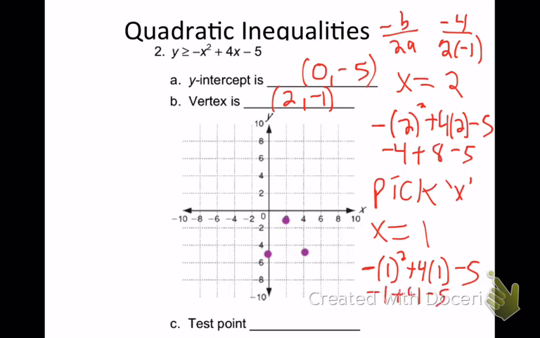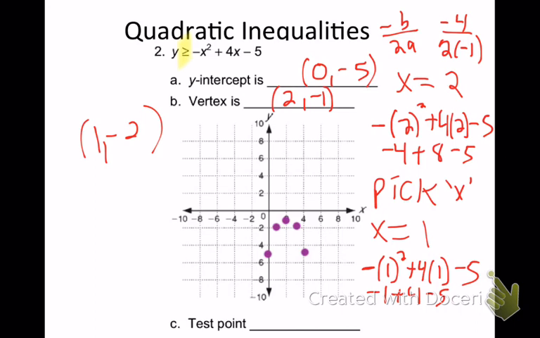Negative 1 plus 4 minus 5 gives me the coordinate 1 what? Is it negative 2? So I plot 1, negative 2. Plot the reflection. Now I'm going to graph it.